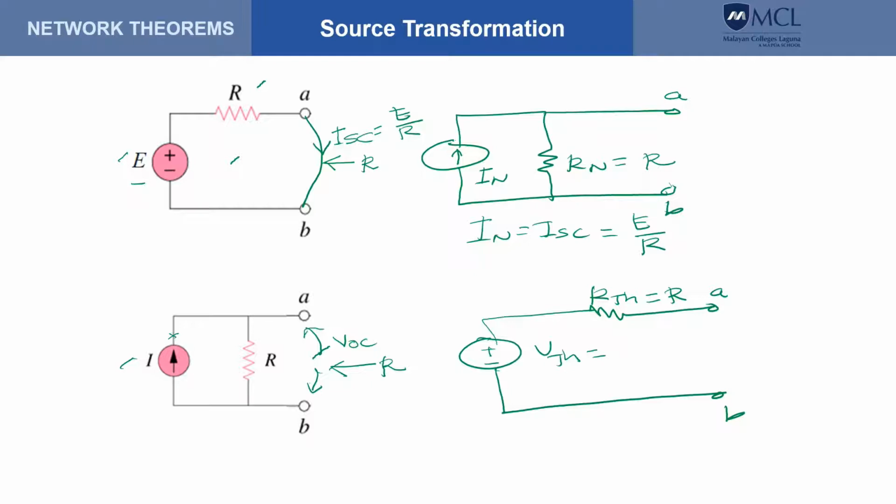And clearly, this current will simply flow towards the resistance. So the voltage across here will be VOC, and that would be equal to I times R. So our VTH becomes our VOC, which is IR.